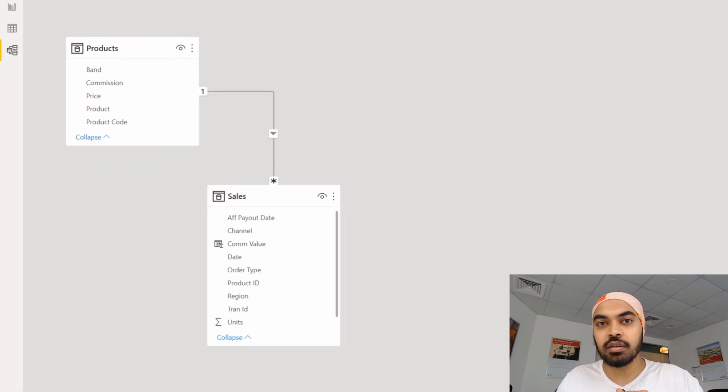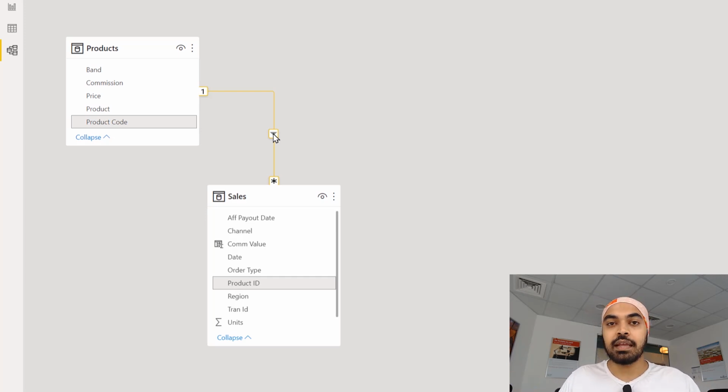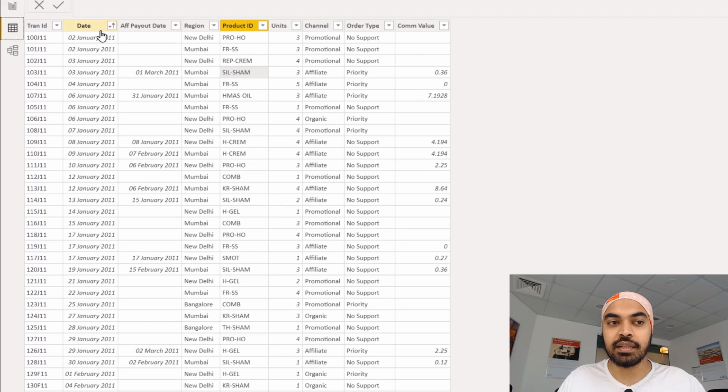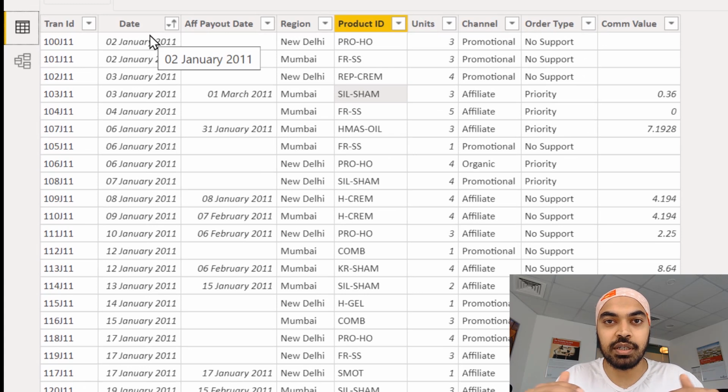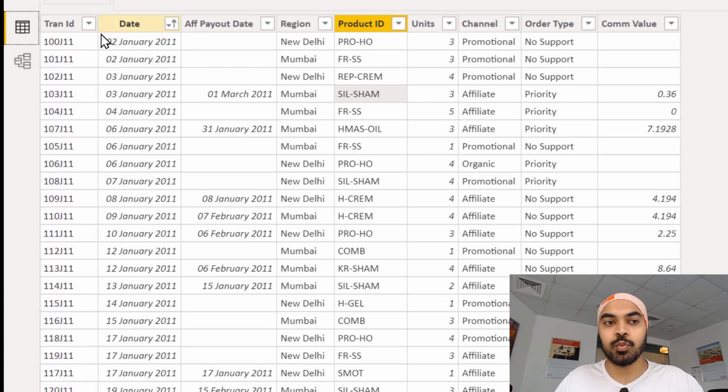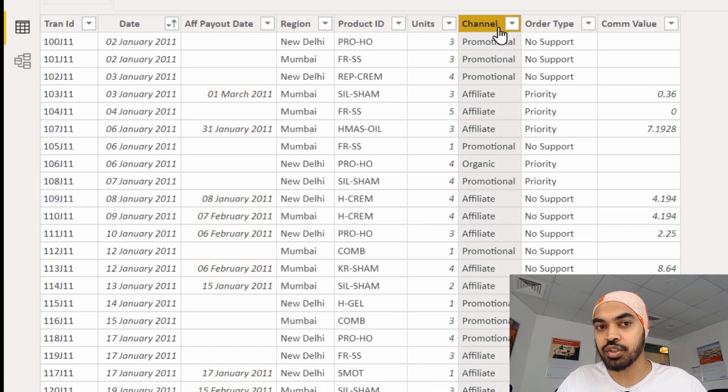Take a look at the data model, really simple: two tables, the products table and the sales table, connected through a one-to-many relationship between the two product code columns that we have in both tables. Now let's take a look at a calculation that I'm trying to do. The sales data is very simple transactional data. We have the transaction ID, the date of the sale, the affiliate payout date, the region, the product code, the units, the channel, and the order type.